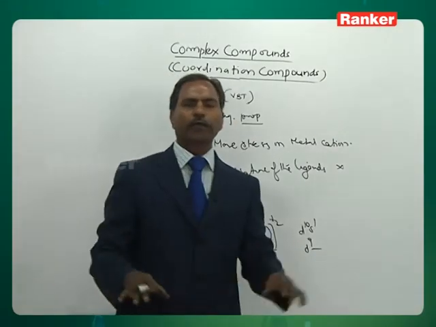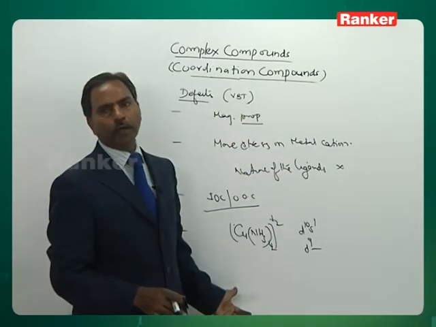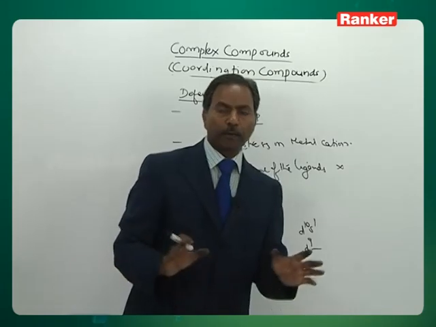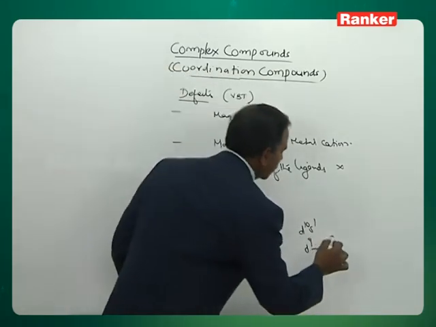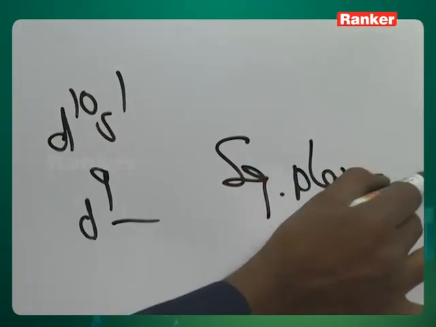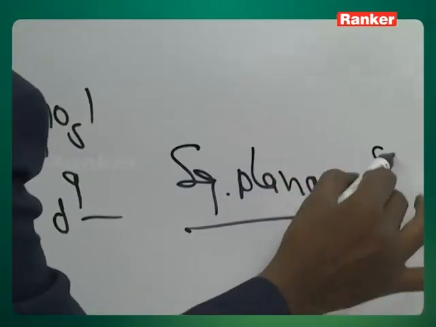The d orbitals are not fully filled, and according to valence bond theory it should be sp3 and tetrahedral. But remember, experimental results show it is square planar. The hybridization is also a little bit abnormal.